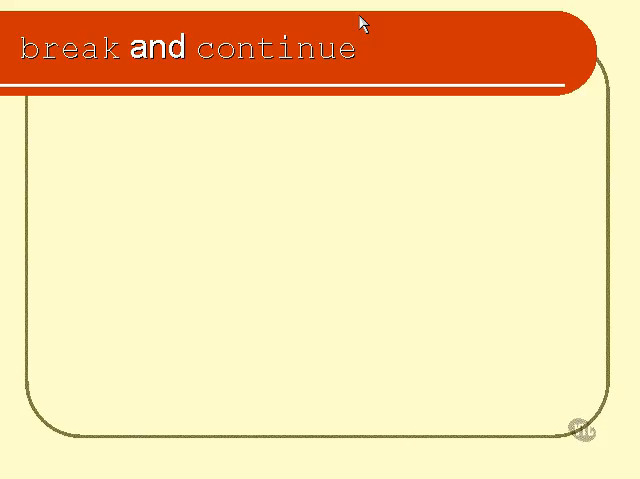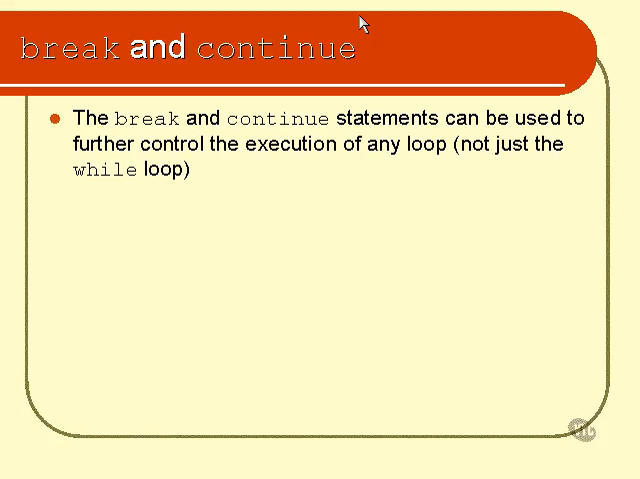There are two extra keywords in the shell programming language that are used to control the execution of a loop. And when I say a loop, I mean actually any kind of loop, not just the while loop. They can also be used in conjunction with the for loop. Those keywords are break and continue. So let's have a look at them.